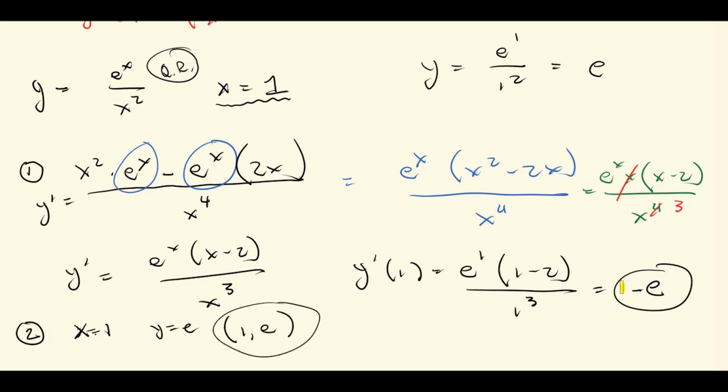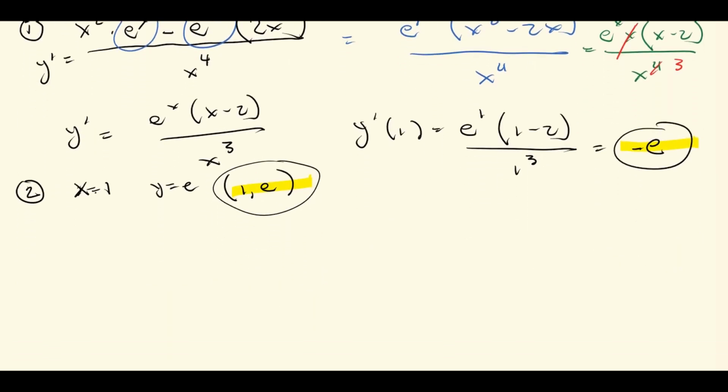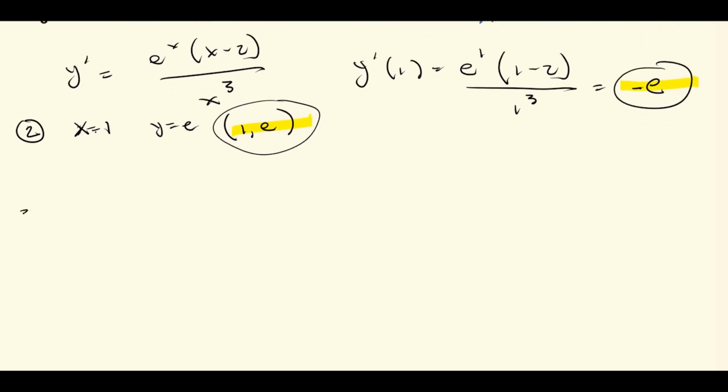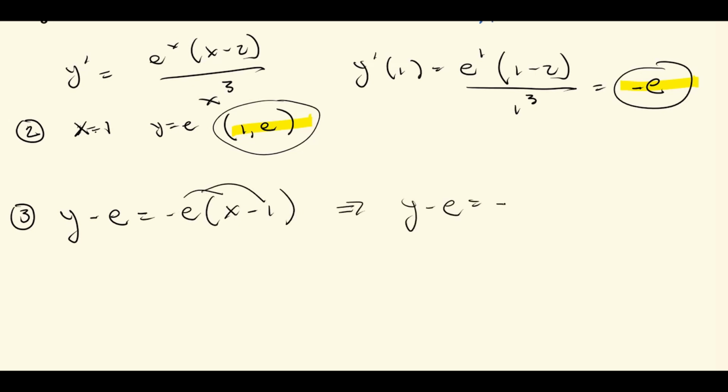So now we see that we have our slope and we have our point, so we can go ahead and form the equation. So we'll go ahead and use point-slope formula, which will give us y minus e is equal to negative e times x minus 1. We'll distribute this negative e, which will give us y minus e is equal to negative ex plus e. And then we'll go ahead and add an e to both sides, finally giving us y is equal to negative ex plus 2e. And that's it.